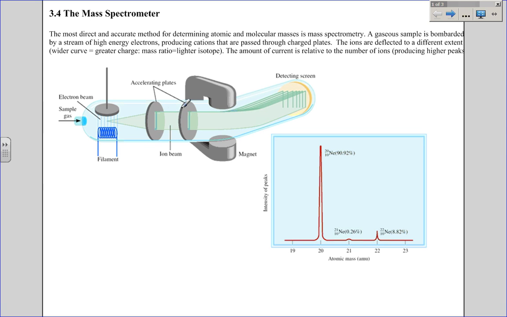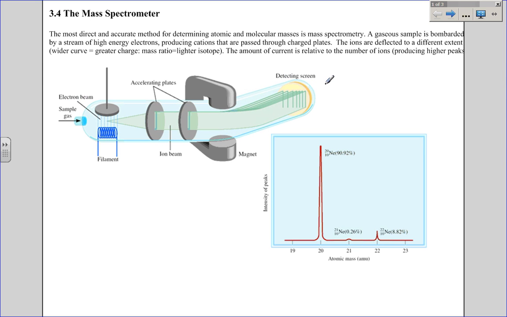The way that it works is that a gaseous sample is bombarded by a high-energy stream of electrons, producing cations. These cations are then passed through a series of charged plates. When they pass through the plates, they're deflected to different extents, based on their charge and their mass. Ions of a smaller mass are deflected to a greater extent. So in this particular detecting screen, the ions that would be observed on the left-hand side are the ions of the lower molar masses, while the ones on the right-hand side are ions of higher molar mass.